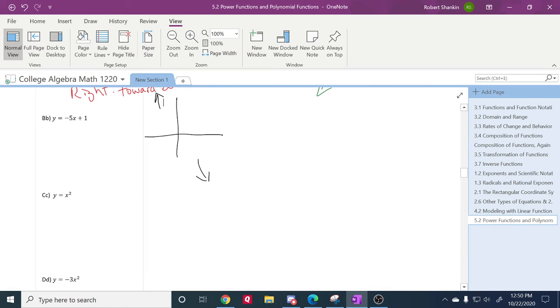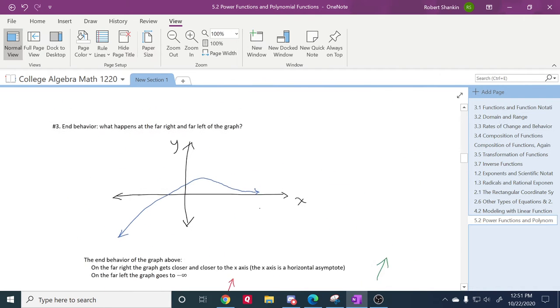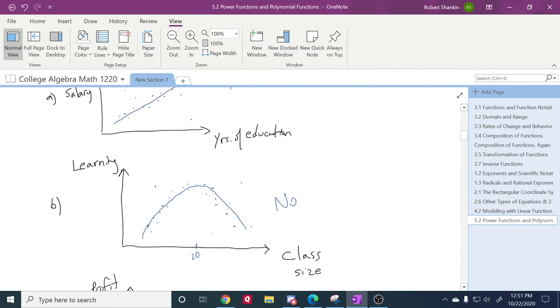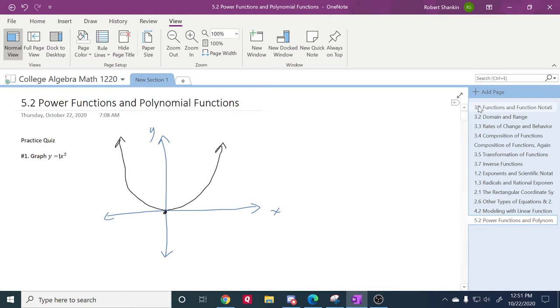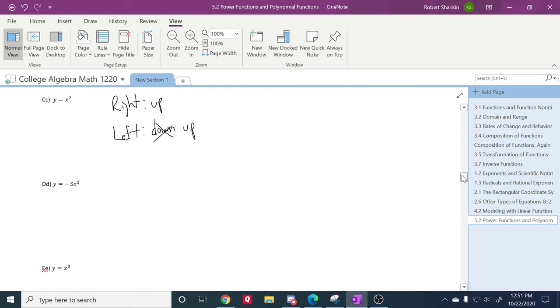For a parabola, the end behavior, we could draw a quick picture of it, or we could state that to the right it's up, and to the left it's down. That would be, now, the left it's also up. Because remember, the end behavior is the parabola. That was a practice quiz. Up and up. Alright.